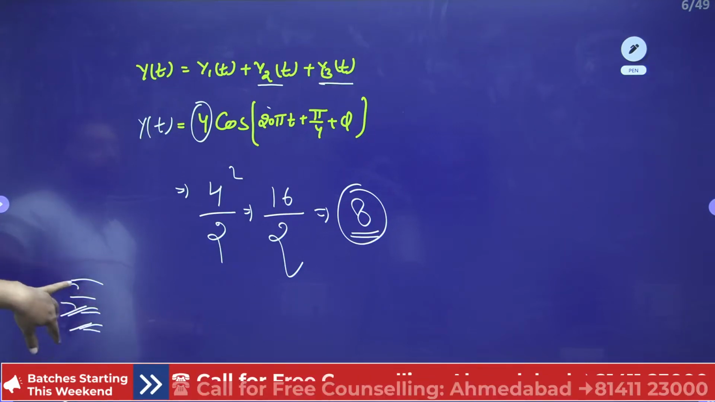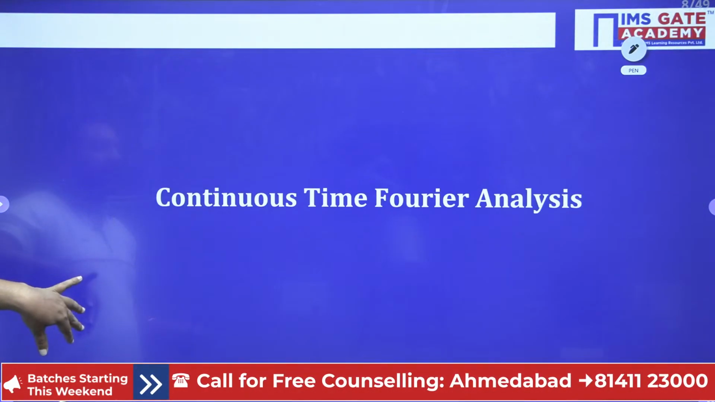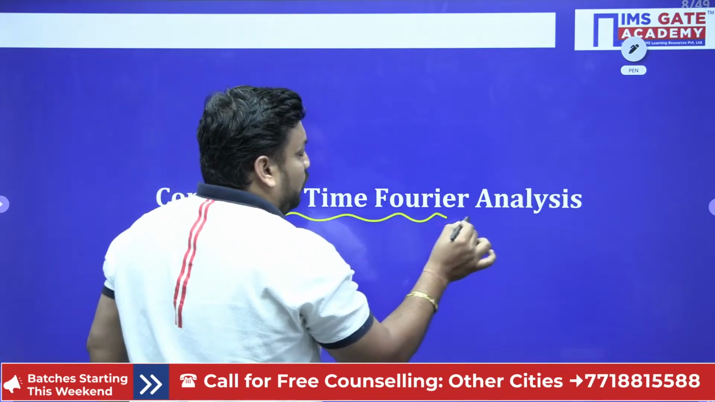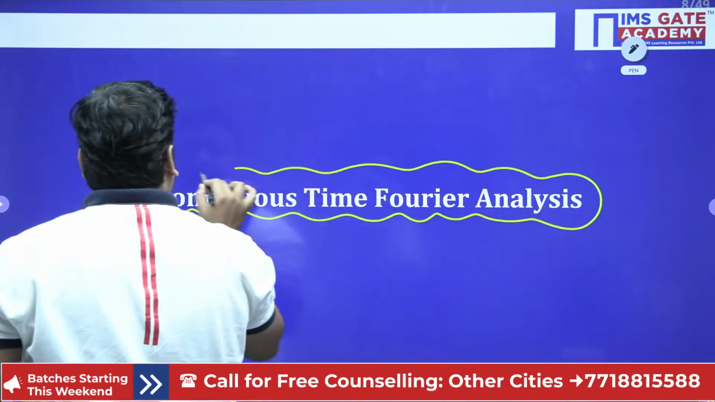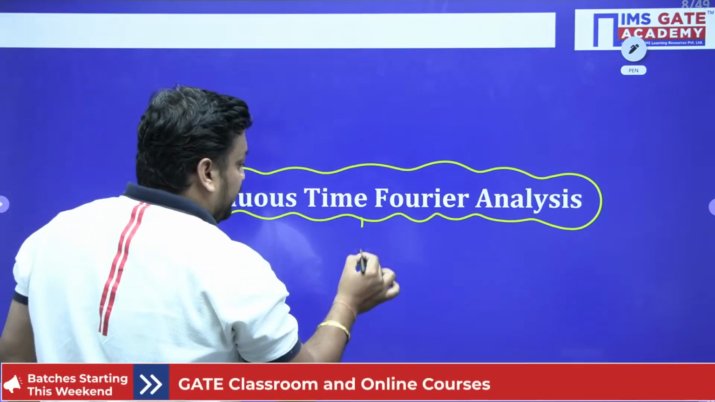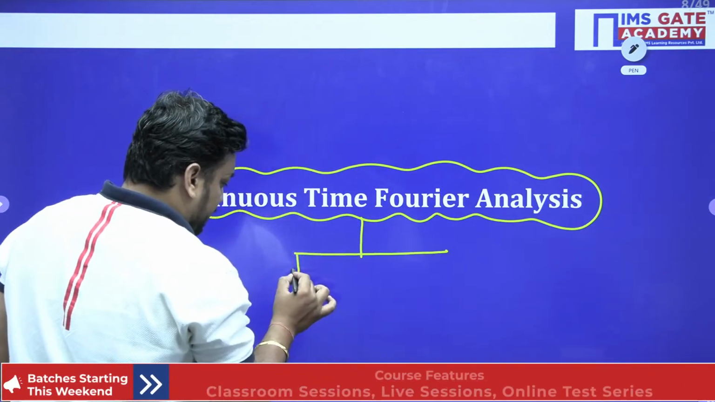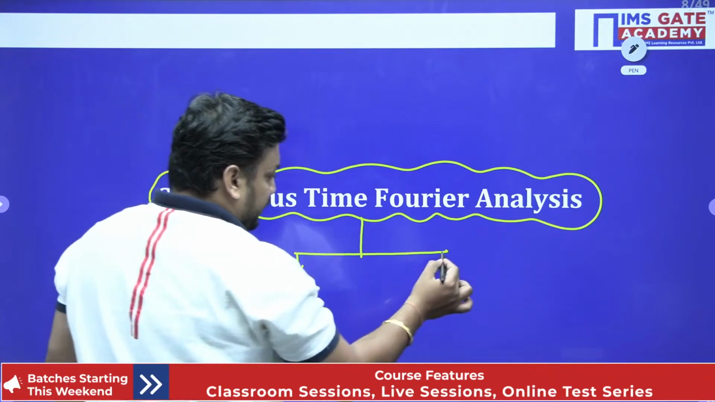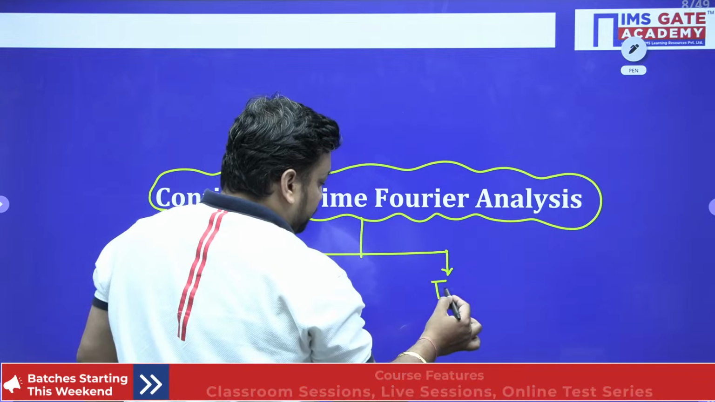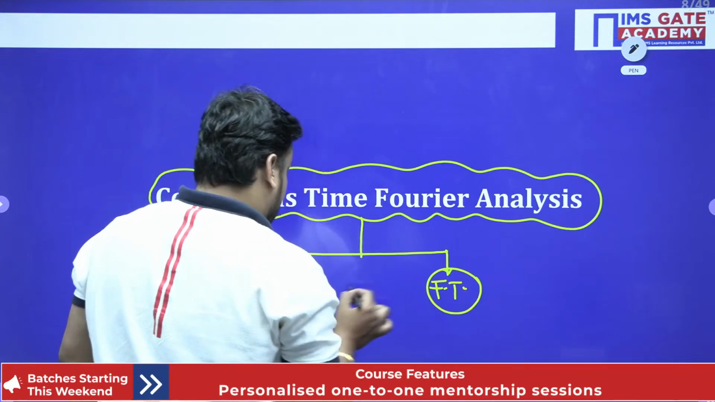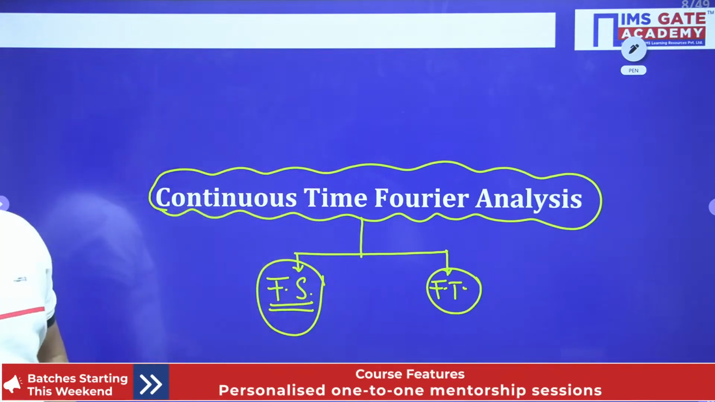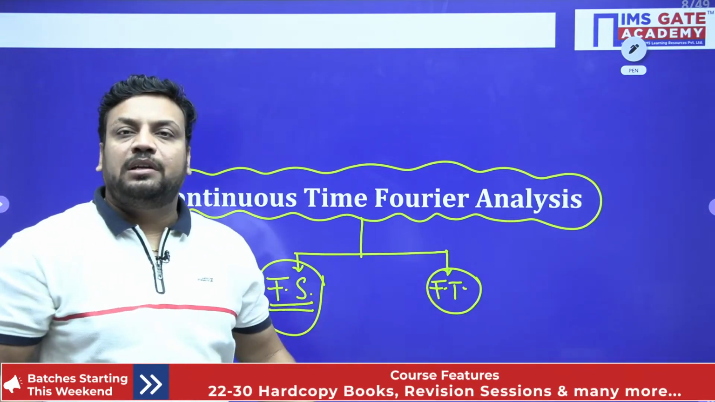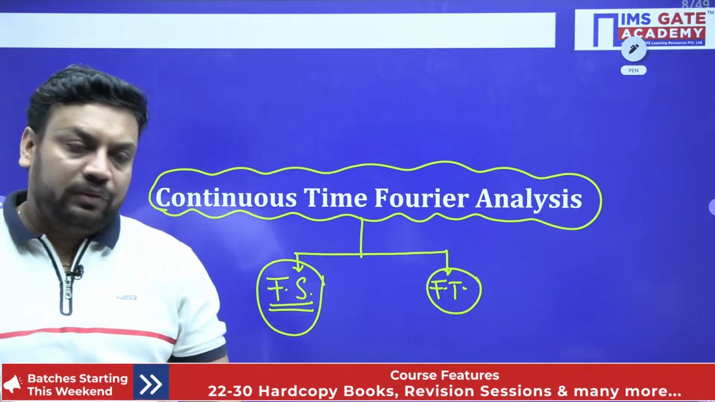Okay, so now students, we will finally start the next topic, which is very important: continuous time Fourier analysis. It has been divided in two parts. The first part is the continuous time Fourier series, and the second part is the Fourier transform. If I talk about the basics, the Fourier series is applicable for periodic types of signal, whereas the Fourier transform is generally for non-periodic types of signal.